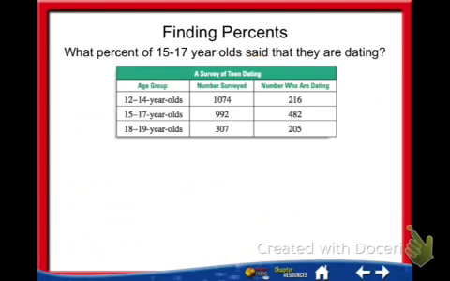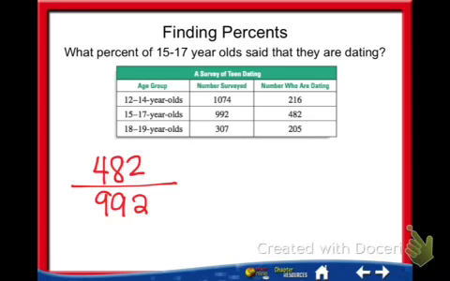What percent of 15 to 17-year-olds said they are dating? We need to identify which category we're talking about. That's our 15 to 17-year-olds. We can set up a proportion for a ratio for this. 482 said they were dating out of 992.